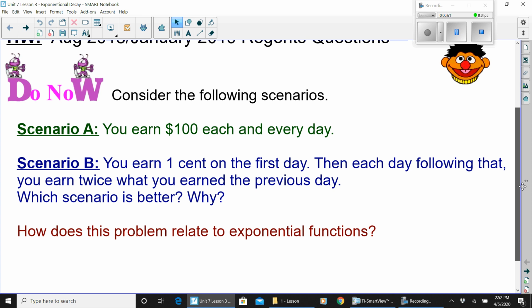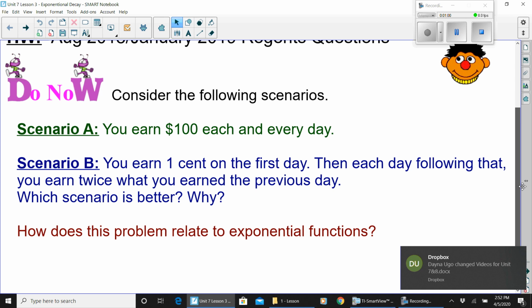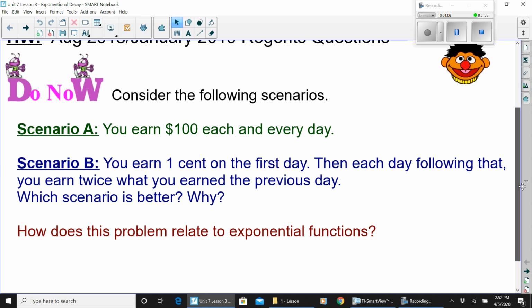So what we want you to do here, before I tell you to press pause, is identify each one of the scenarios as either linear or exponential, and then figure out which scenario is better. Okay, press pause now.